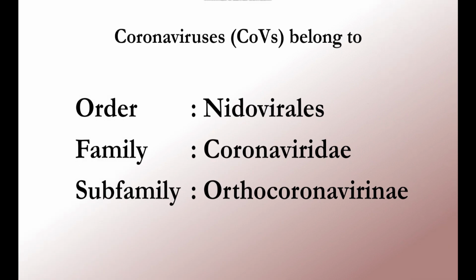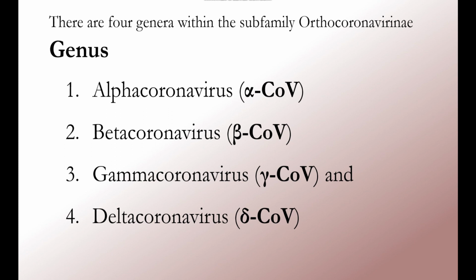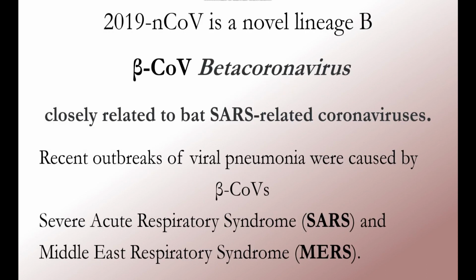Coronavirus belongs to the order Nidovirales of the family Coronaviridae and belongs to the subfamily Orthocoronavirinae. There are about 4 genera within the subfamily Orthocoronavirinae, namely the alpha coronavirus, beta coronavirus, gamma, and the delta coronavirus. 2019 COVID is a novel lineage of the beta coronavirus, which is closely related to the bat SARS-related coronavirus. The recent outbreak of viral pneumonia was caused by the beta coronavirus. It also caused the severe acute respiratory syndrome, SARS, and the Middle East respiratory syndrome, MERS.